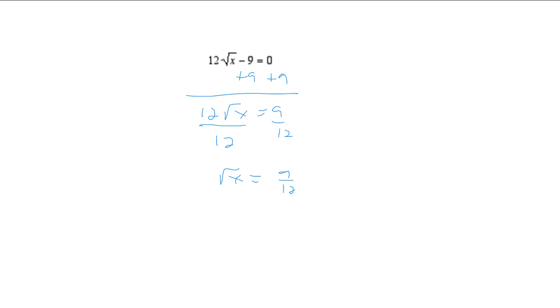So I'd probably reduce that before I square everything. So 3 goes into 9 3 times, 3 goes into 12 4 times. Okay. Then I'm going to square both sides. So x equals, well, when you square a fraction, you just square the top and bottom. So that's going to be 9/16. And that would be my answer. So if you're solving a radical, you want to isolate the radical and then square both sides.